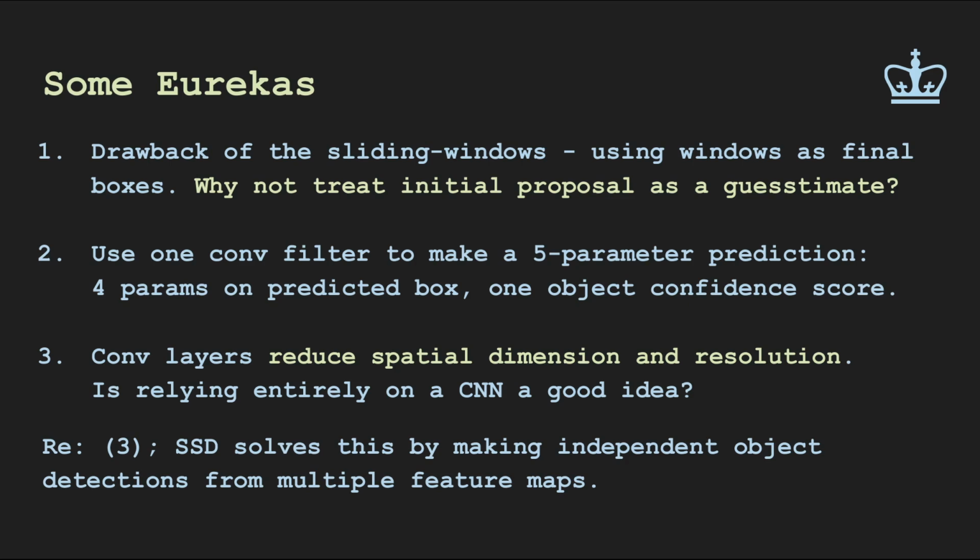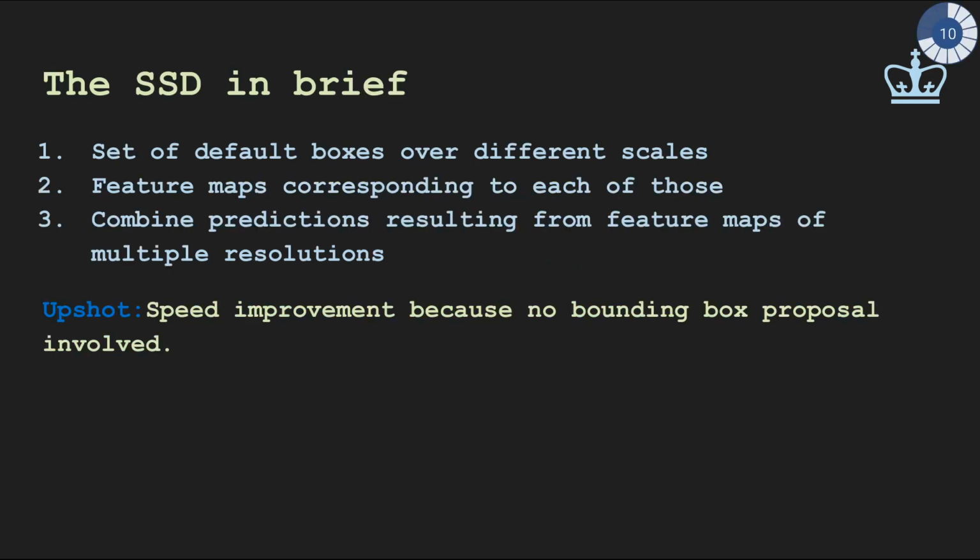So it turns out that the SSD solves this third problem by making independent object detections from multiple feature maps that are pulled using skip connections from successive add-on layers on top of the architecture, which we will see represented in a figure in a short minute.